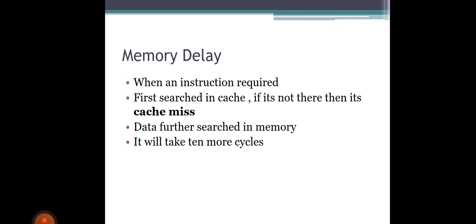Next one is memory delay. When an instruction or data is required, it is first searched in the cache memory. If not found, then it is a cache miss. The data is then searched in the memory, which may take 10 or more cycles. For that number of cycles the pipeline has to stall, and this is a memory delay hazard. The cache miss also results in the delay of all subsequent instructions.